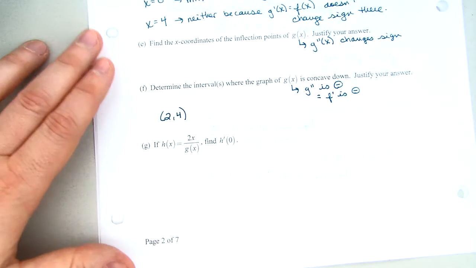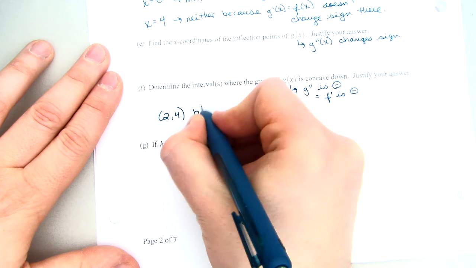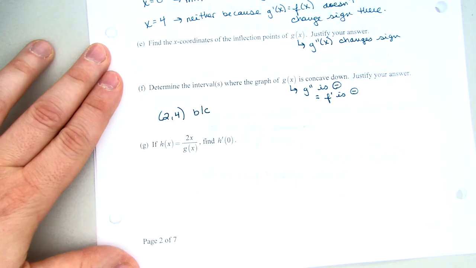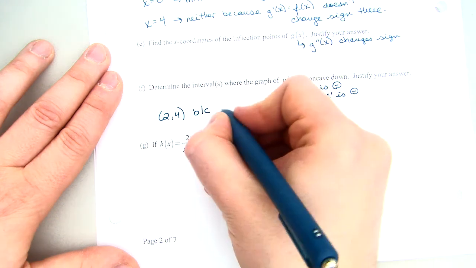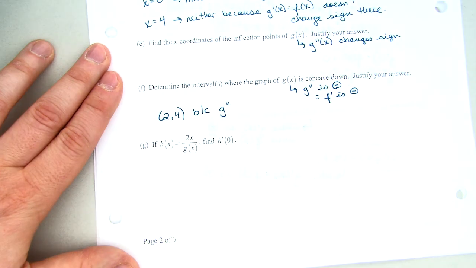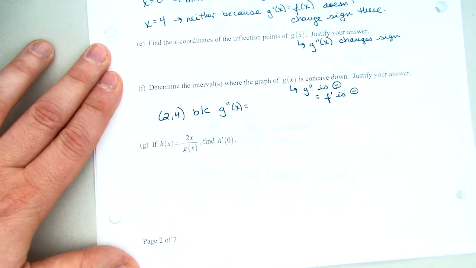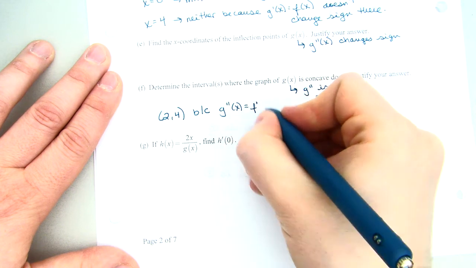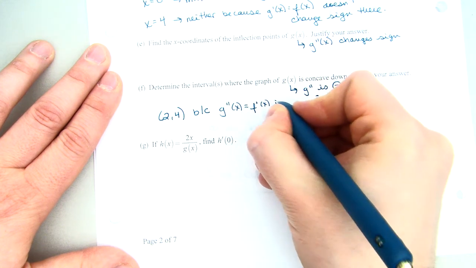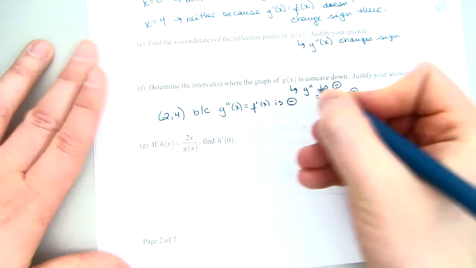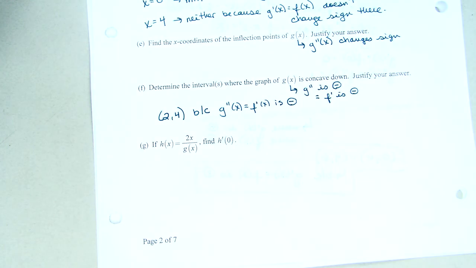As far as the justification goes, we're going to say because. How am I going to start this? Not G prime. G double prime of X, which equals, I don't want slope yet, F prime of X is negative. That's everything we kind of dealt with before. There's actually another piece that they're going to want.